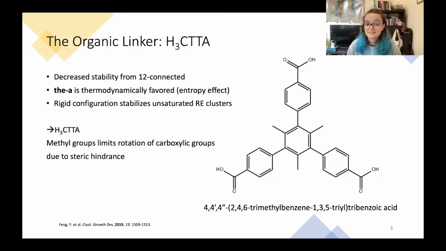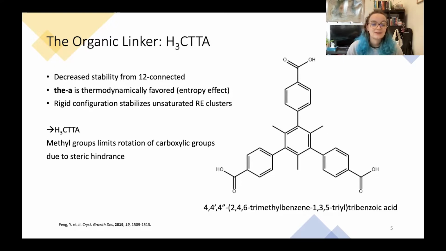One way to mitigate this issue is the type of organic linker we're using. Due to the decreased stability from what you would expect from a 12 connected, we use the H3-CTTA linker, for which I've listed the long name at the bottom over here: 4,4',4''-(2,4,6-trimethylbenzene-1,3,5-triyl)tribenzoic acid. H3-CTTA is a much shorter name. Also, sometimes TMTB is used.